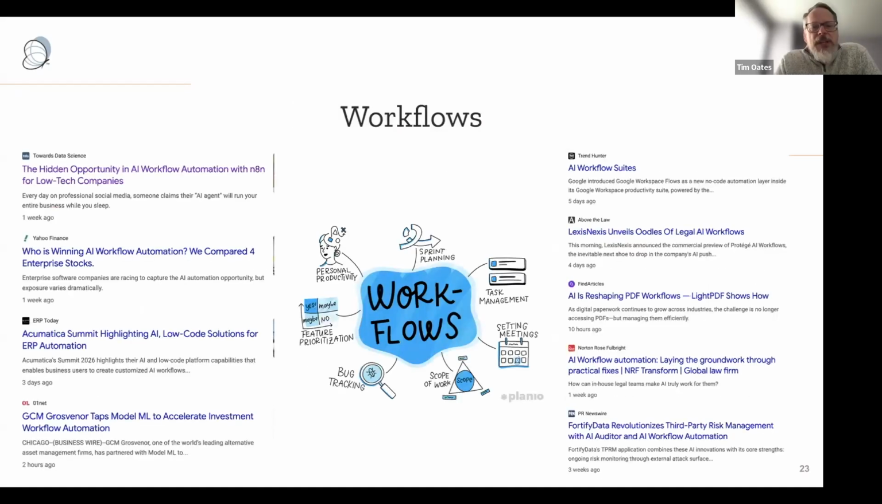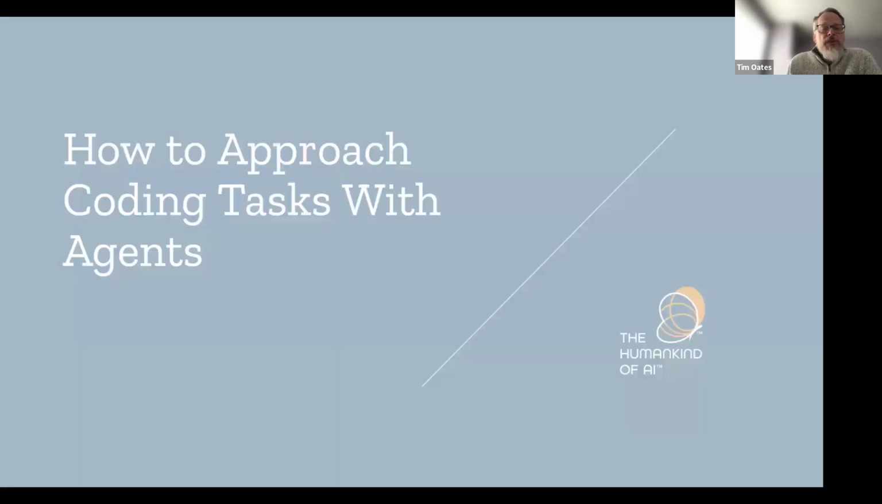Workflows is another big one. You can think about workflows around feature prioritization, bug tracking, setting meetings, task management. And if you look in the news, they're all over the place, right? So there are companies out there that want to do workflow automation for you. AI is reshaping PDF workflows, just article after article after article. So that's a great application domain for applying AI coding assistance. And again, these can be internally facing workflows.